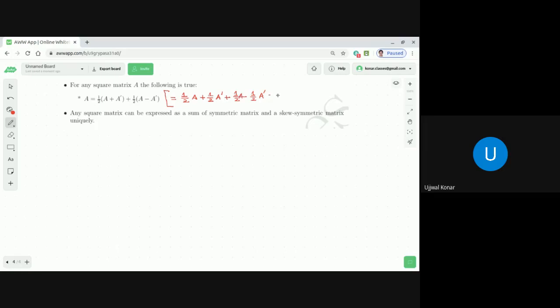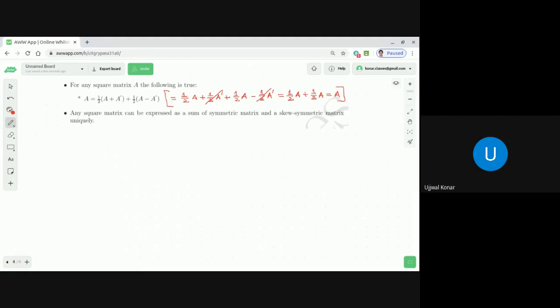So what we'll end up with, let me write properly so that there is no confusion: half of A minus half of A transpose. Half of A transpose minus half of A transpose gets cancelled, and we finally land up with half A plus half A. That is actually A. Correct, no, dear students? So what I'm saying is that any square matrix you can express as half of A plus A transpose plus half of A minus A transpose.